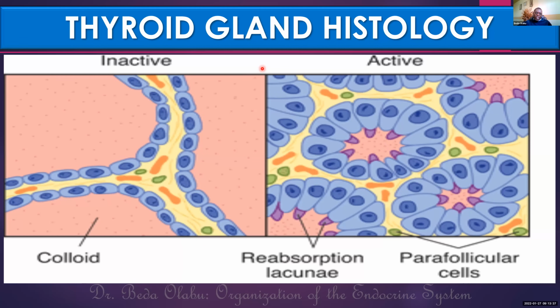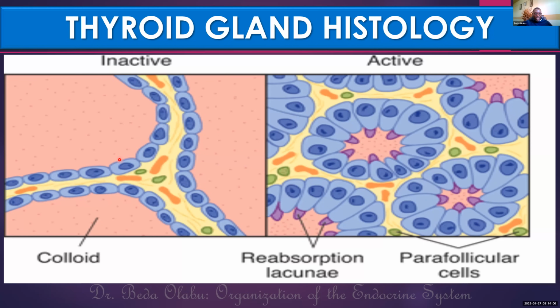When the gland is active, that means that the follicles are producing the thyroid hormones. The follicular cells will be of this nature. They'll be columnar cells, and maybe they have some microvilli. And the colloid material will be very minimal. Those are features of an active thyroid gland.